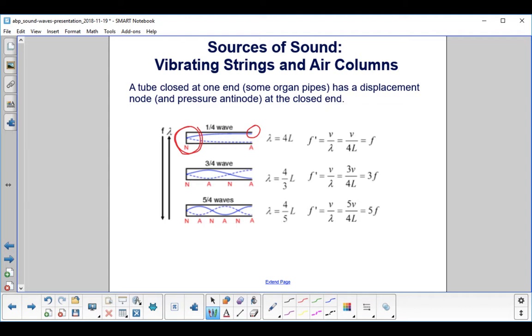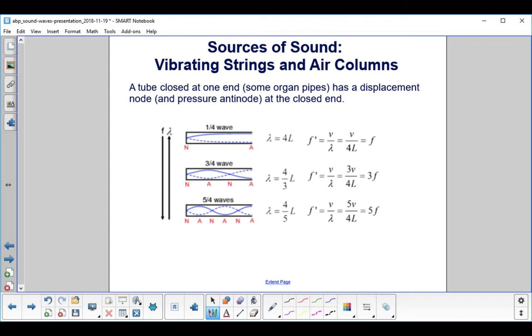And of course, where you have a displacement node, you have a pressure antinode. And where you have a displacement antinode over here, you have a pressure node. Okay, so let's go ahead and erase this. There we go. Let's look at what kind of waves we can form.